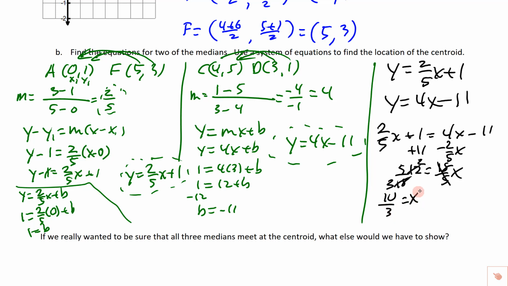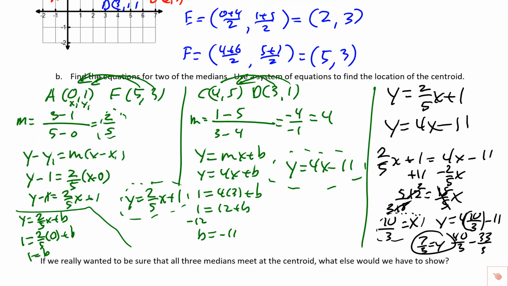Okay? What do I do with that? Plug it into x. Yeah, which one do you want to do? First equation or second equation? Probably the second one. Second one, we don't have any fractions there. So we're going to do y equals 4 times 10/3 minus 11. So that's going to be 40/3 minus 33/3. So that's going to be how many thirds? 7/3. Y is equal to 7/3.